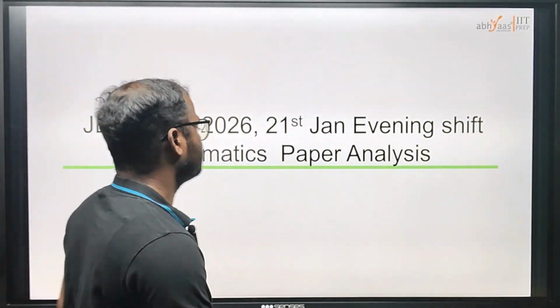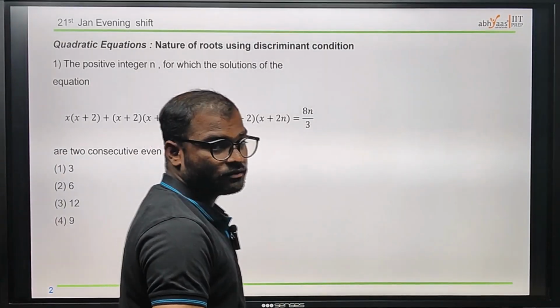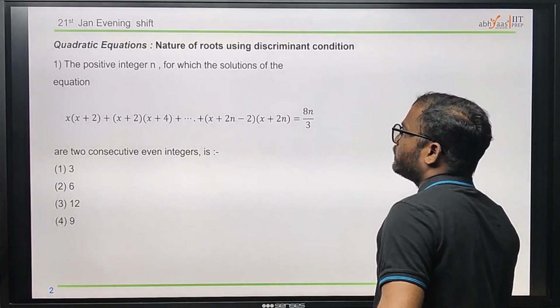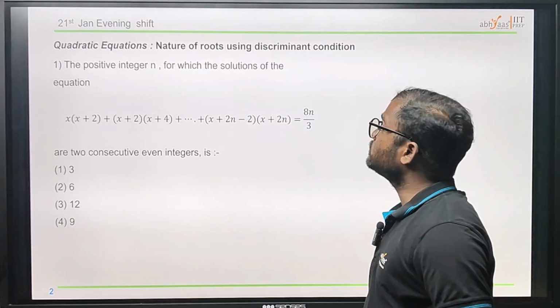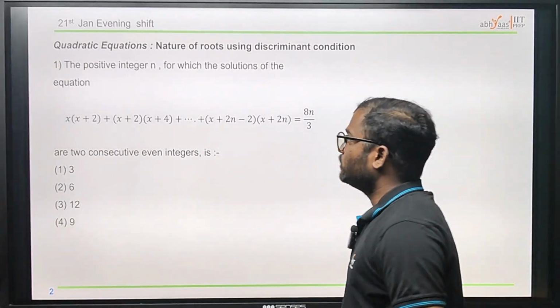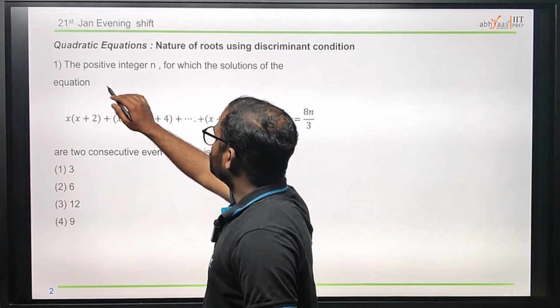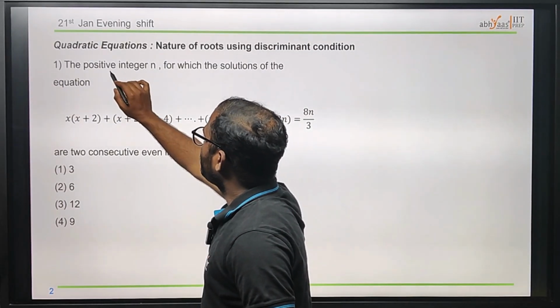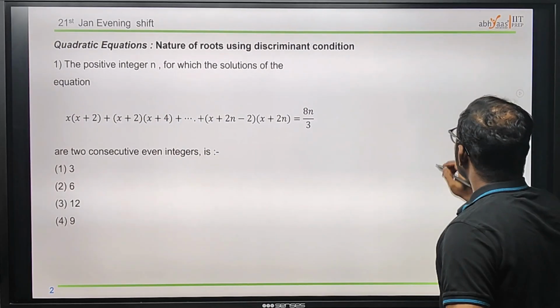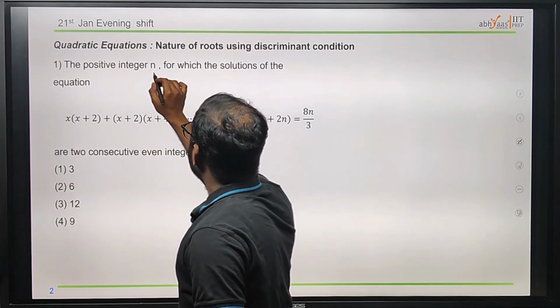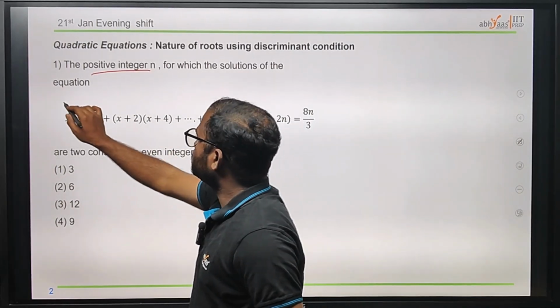Okay, let's get started. If you see the first question, this question came from quadratic equations, based on the nature of the roots using the discriminant condition. If you observe the question, it is based on a positive integer n. We need to find this positive integer n for which the solutions of the equation are as given.